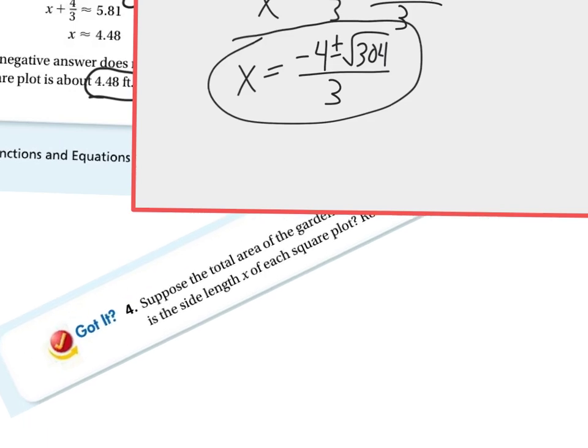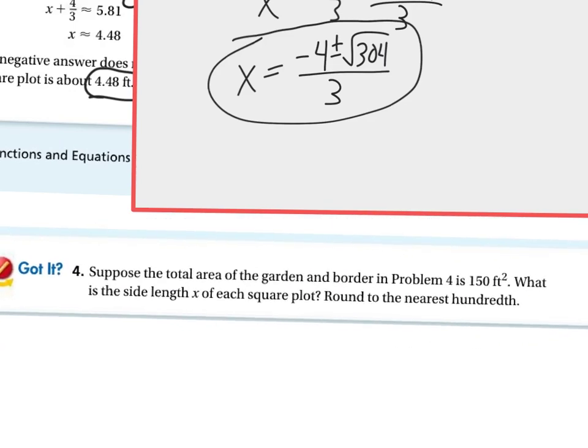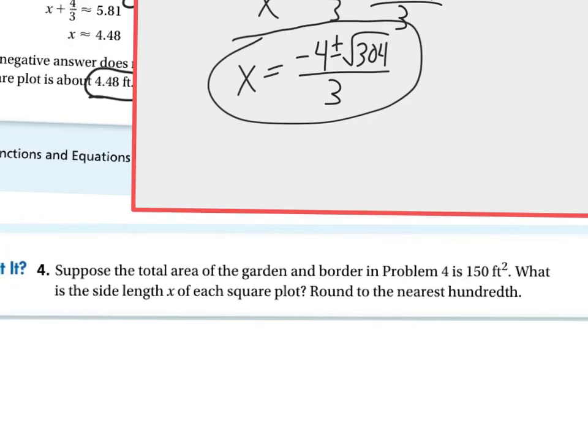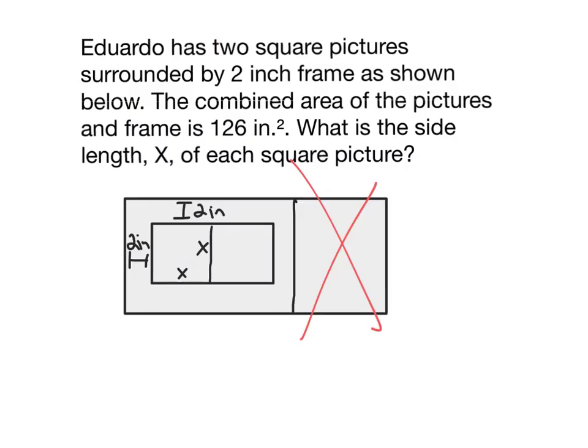On the Got It 4, they're taking such a novel approach to this and saying, suppose we have the exact same thing except the total area is 150 square feet. Well, it's just the same exact steps, only we have 150 instead of 100, so we're not going to work through that one. This problem is not in your book, but gives us just a little different look at things here.